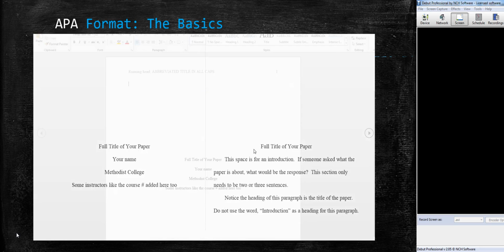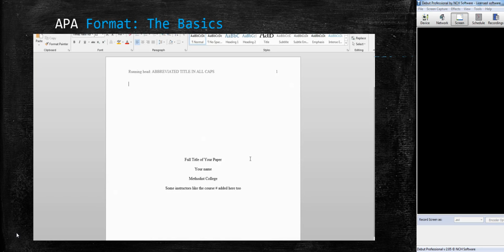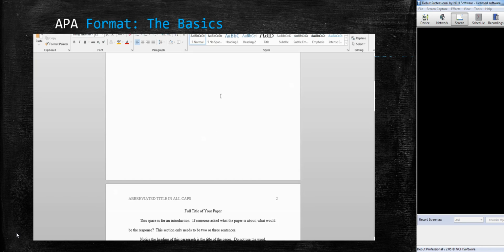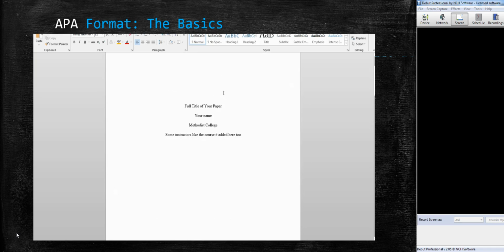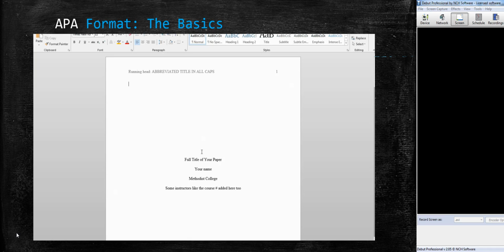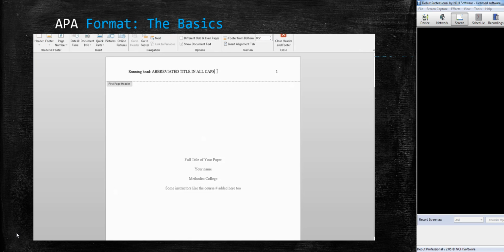click on Enable Editing, and then this is the best part: it's all set up for you. Here's your running head, because your header on the first page and your header on the second page are different, and that's taken care of. Your page numbers, your spacing, your margins, everything. So all you have to do is replace the information with your own. I'm going to replace where it says abbreviated title in all caps, and it tells you all caps, so make sure you do it in all caps.